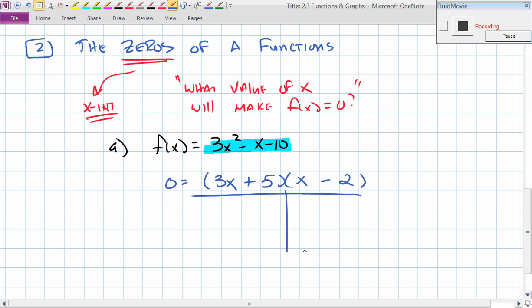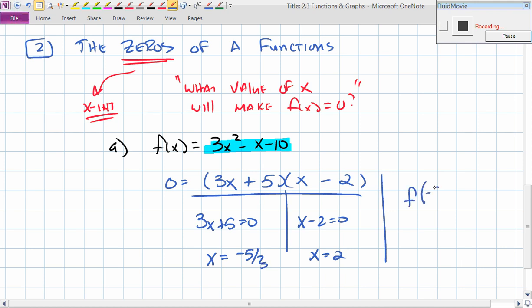I can say, all right, what values of x are going to give me 0? Well, in this case, either 3x plus 5 is going to be 0, because I'm using the zero product property, or x minus 2 is going to be 0. So I can quickly solve and get negative 5 thirds and 2. So what we're saying is that f of negative 5 thirds will give us a 0, and f of 2 will give us a 0. So if I were to plug a 2 in for x, I would get 0 out. And likewise, if I were to plug a negative 5 thirds in for x, I would also get a 0 out.